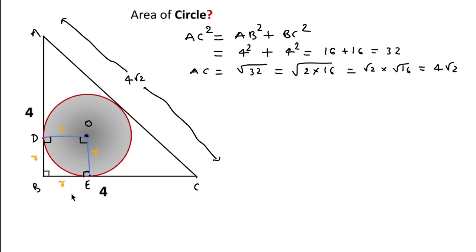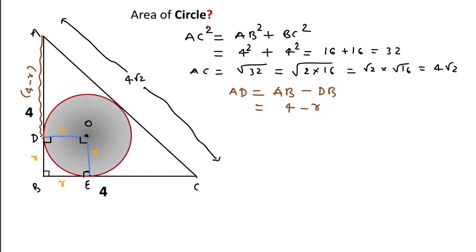Now as we know BD length is r and AB length is 4, what will be the length of this DA? We can write AD equal to AB minus this DB. DA length will be equal to AB minus this DB. AB is 4 and DB is r, so this length will be equal to 4 minus r.